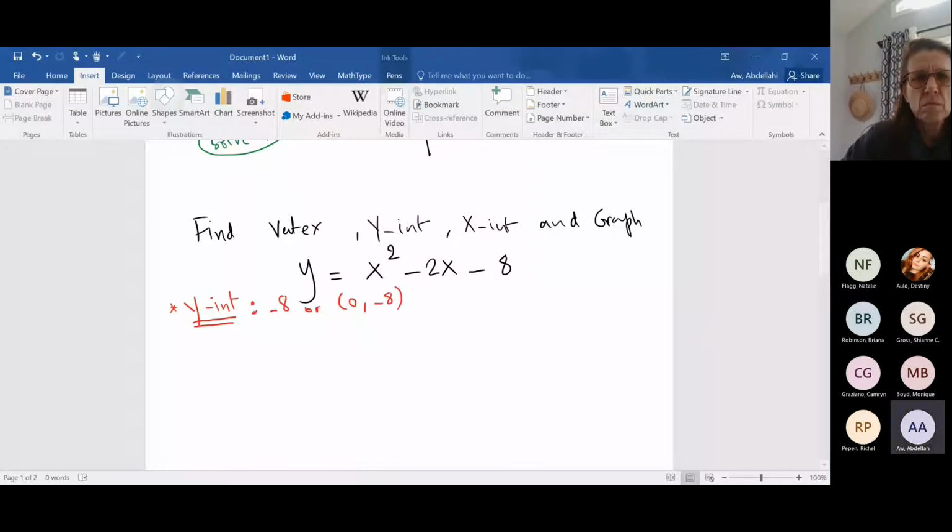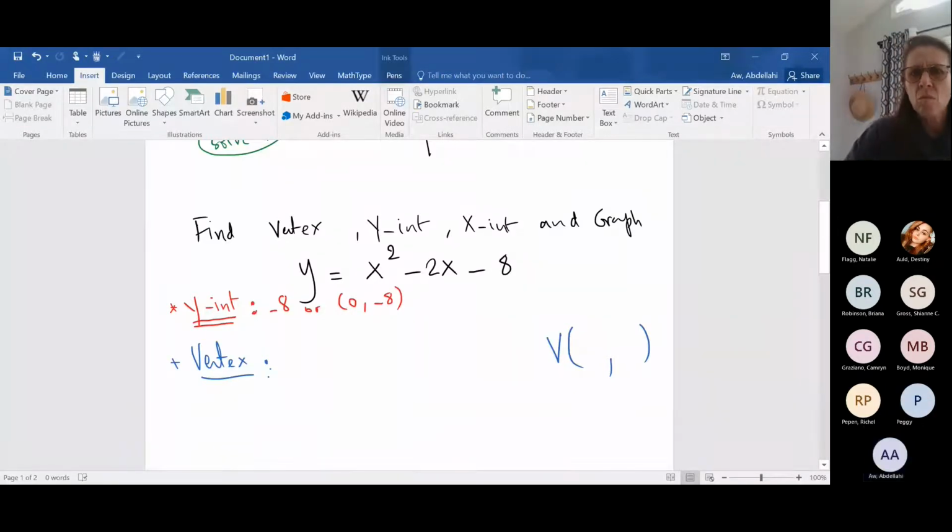For the vertex, remember, there are 2 steps, right? The vertex is the point, it has an h and a k. Somebody remembers what you have to do? What quantity will give us the h? Do you remember that from last time?